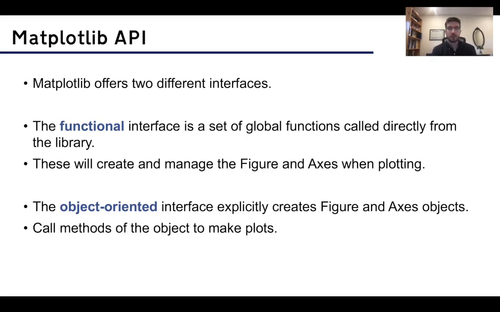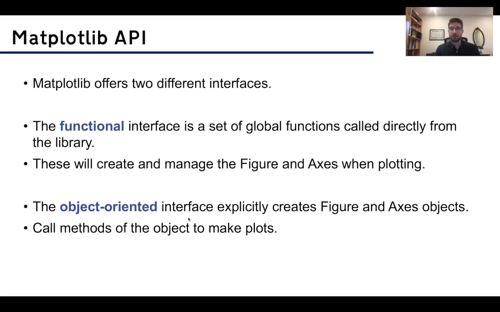Matplotlib also offers two different interfaces to create plots. One is its functional interface, which is a set of global functions that are called directly from the library. These will create and manage the figure and axes when you're plotting. They will just manage all of that for you. So we're going to start off by looking at the functional interface, because it's a small amount easier than looking at Matplotlib's object-oriented interface. It's a good way to understand the concepts of what Matplotlib considers to be a figure and an axis.